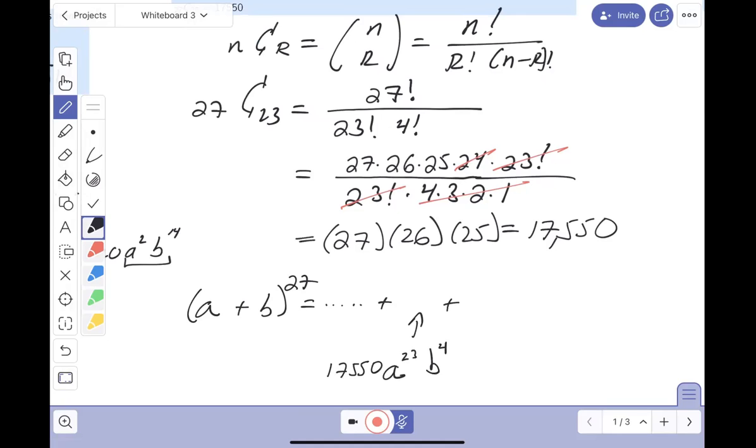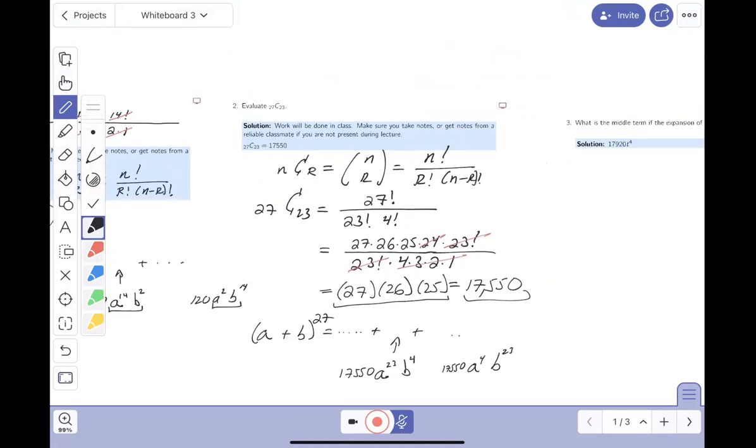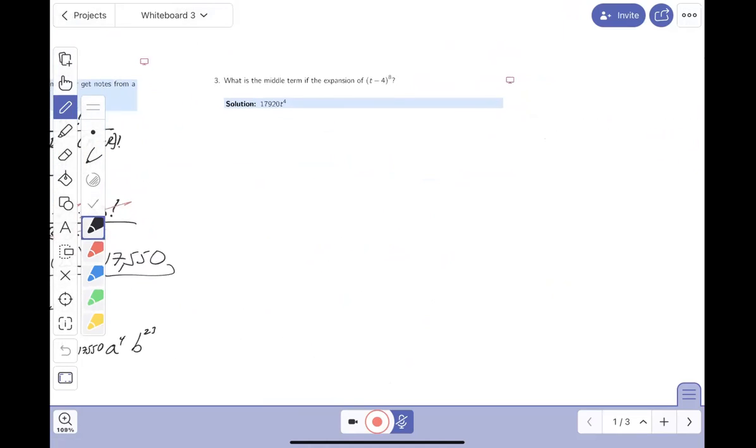17,550. There's also another term somewhere along the path where you get A4, B23, and it would still have the coefficient 17,550. All right. I do want to emphasize you should check it out, the multiplication that it produces over here. All right. Let's do the next one, which is going to be number 3.